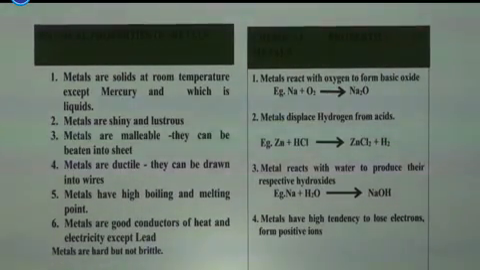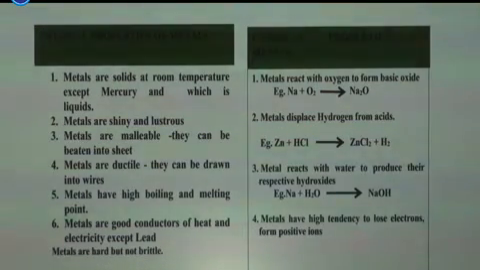Now, let's look at the physical properties of metals. Metals generally are solids at room temperature except mercury, which is actually a liquid. Of course, that is a fact, and it should be noted. Number two, metals are shiny and lustrous. Of course, most of the metals we see around, including iron and so on, have a shiny surface. All right? Number three, metals are malleable. That simply means that they can be beaten into what? Sheets. All right? Of course, we do have our gates, doors, or windows that are actually made of iron metal.